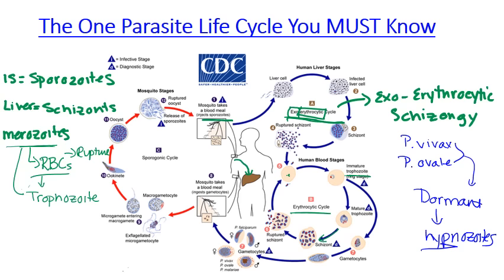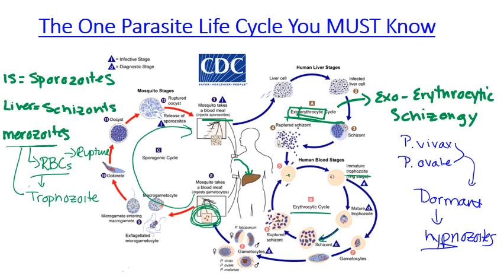Now, there is another path, and this is the path that can actually change how we wind up seeing malaria. So some of the immature trophozoites will actually become gametocytes, all right? And when they become gametes, now they're capable of sexual reproduction within the erythrocyte. The gametocytes then get taken up by an Anopheles mosquito. Once they get taken up, they're going to do sexual reproduction inside the Anopheles mosquito.